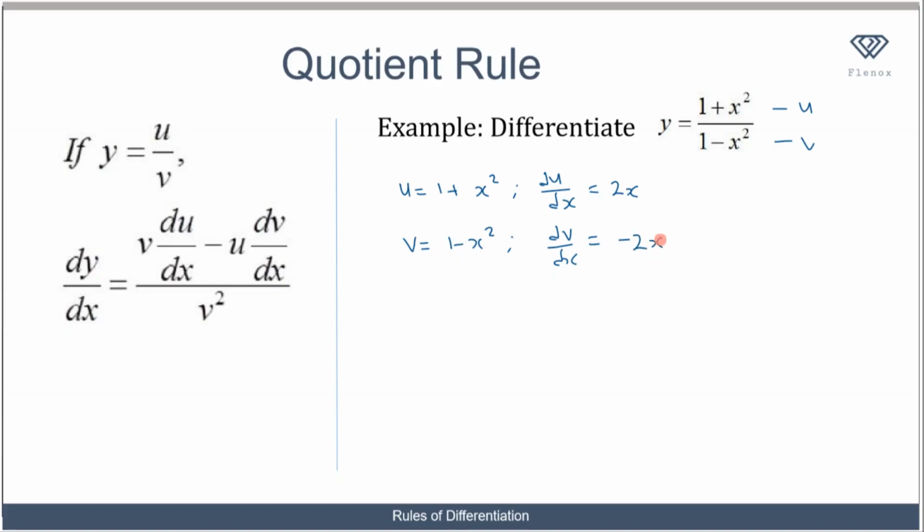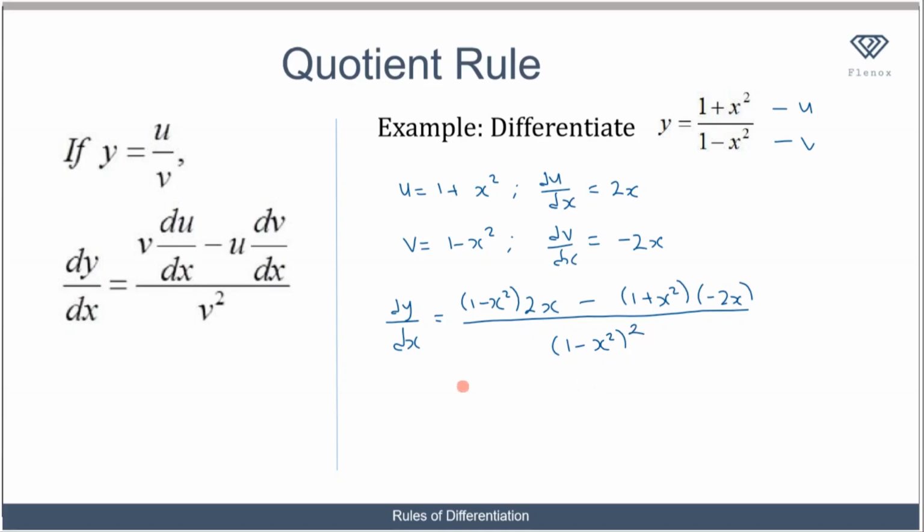Now I can substitute all these values into the formula. dy over dx is equal to v, the denominator, which in this case is 1 minus x squared, times du over dx, which I found to be 2x, then minus u, which is 1 plus x squared, times dv over dx, which I found to be minus 2x, then everything is all over the denominator v squared, which is 1 minus x squared, all squared.